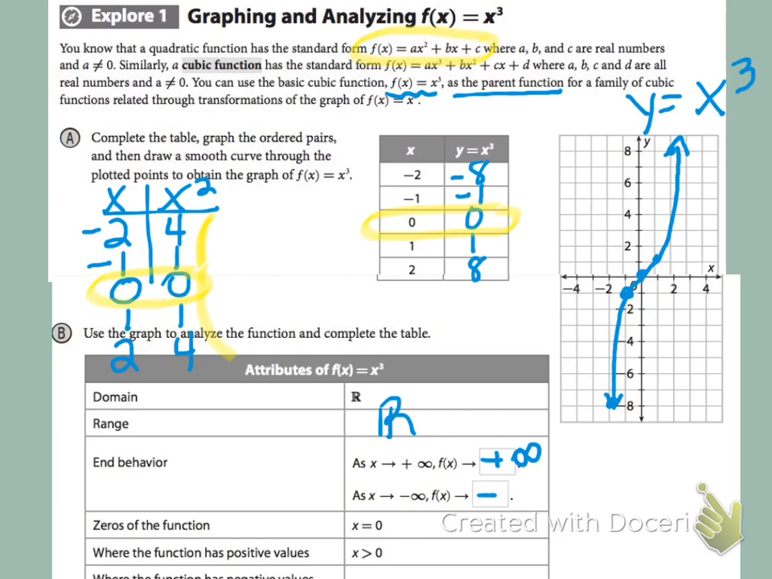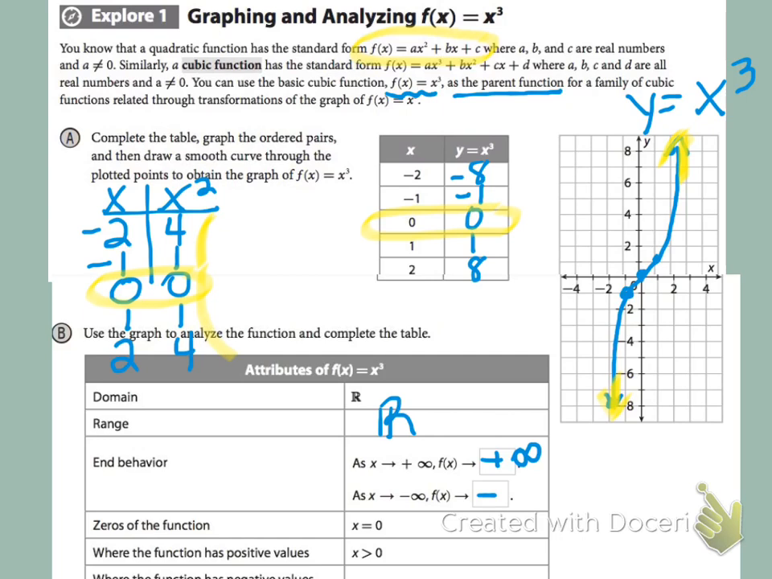The range was always y greater than or equal to whatever the y coordinate of the vertex was, so whatever that lowest point was. But this doesn't get to a lowest point. It doesn't get to a highest point either. It goes on up and down forever. So one end of the graph points up and keeps going forever. One end points down and goes forever. So this is going to be all real numbers for both domain and range.